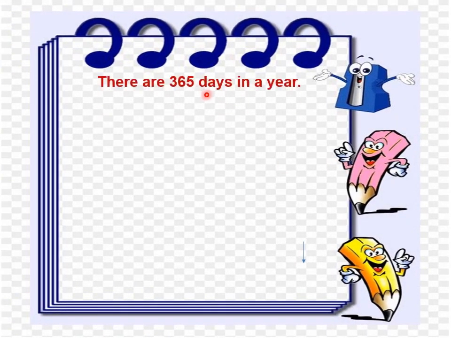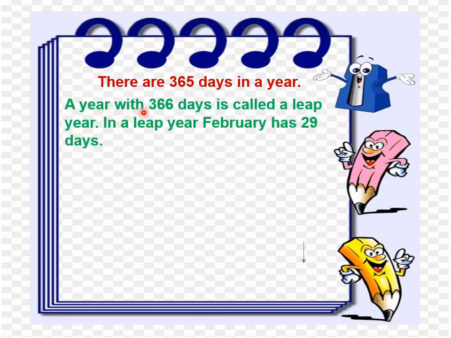There are 365 days in a year. A year with 366 days is called a leap year. If the year has 366 days, then it is considered a leap year. In a leap year, February has 29 days.